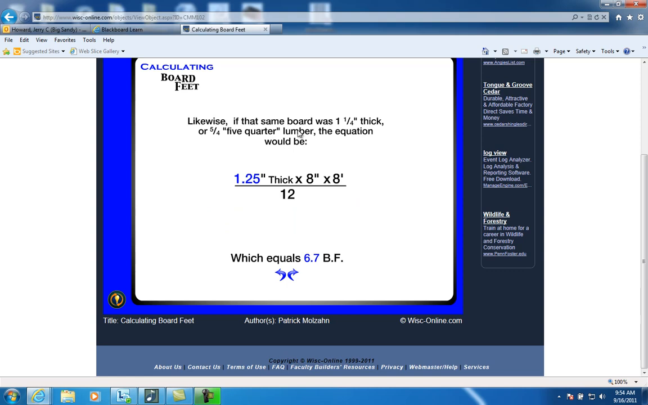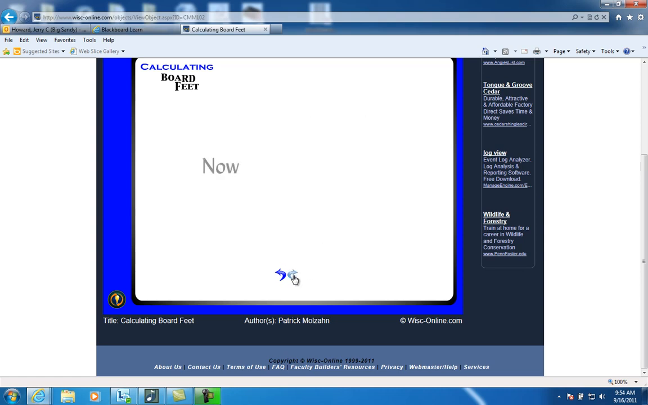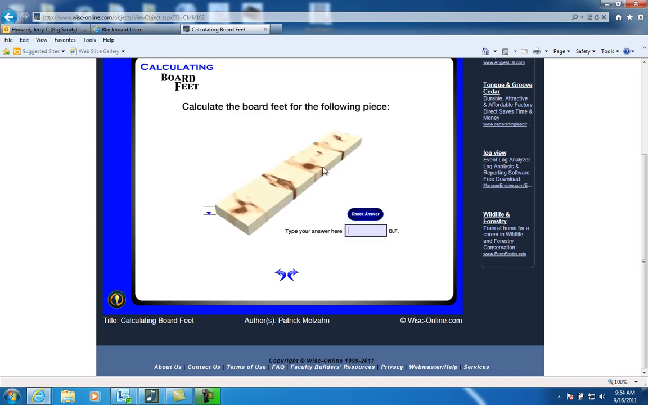This here is talking if you were wanting to figure a 5/4 inch thick board. Remember, 5/4 is 1 1/4 inch, and that's what you'd put in at that point. And then they just figured this on up as 1.25 inches thick, 8 inches in the width, and 8 foot long. Divided by 12 is 6.7 board feet. Now you can go in here and do these yourself, and I'll do this first one here if you want to go on this website.